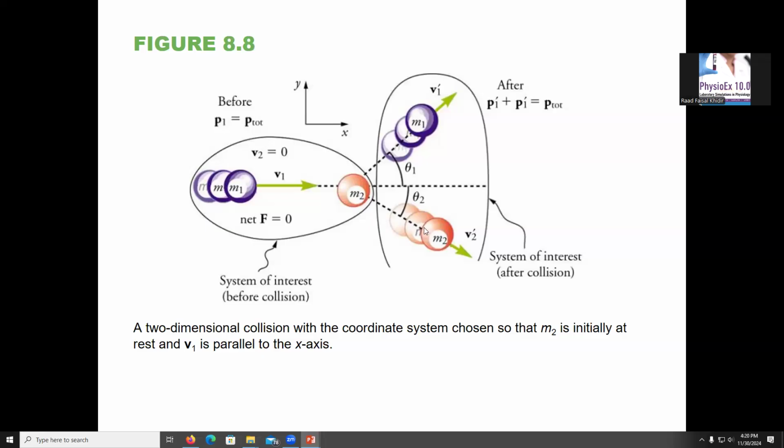So now this is a two-dimensional collision with the coordinate system chosen so that M2 is initially at rest. So M2 is 0, it's at rest, it's not moving. This one is moving.